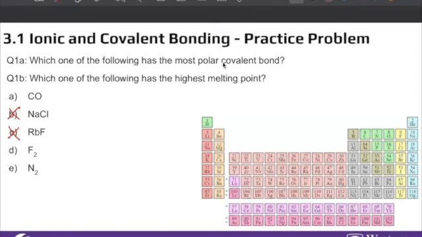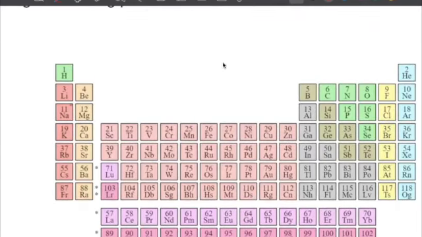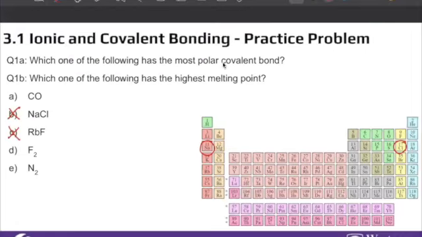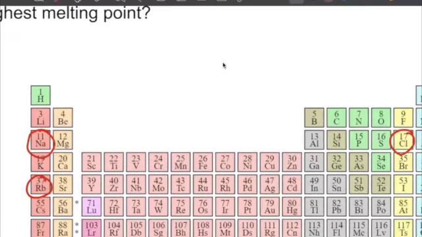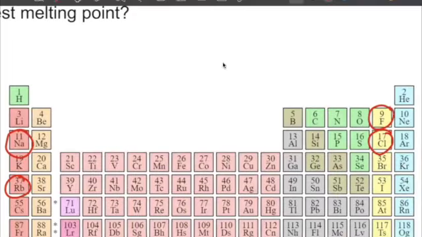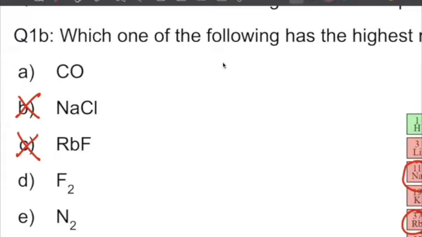Looking at B, which is NaCl, we can see that we have an atom on the left side of the periodic table and then one on the far right. So that's going to lead to a big difference in electronegativity. We have the same thing with RbF. We have one atom all the way down here on the left and one all the way over here on the right. These big differences in electronegativity we know are going to give us ionic bonds. So I'm just going to write down there that these are ionic.